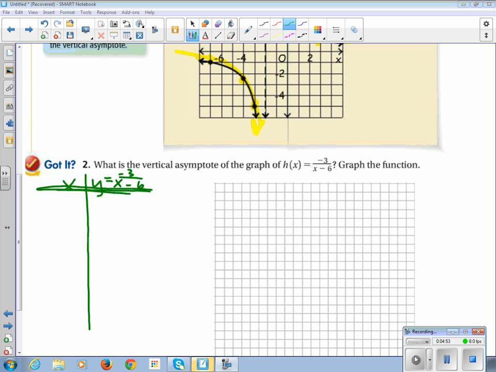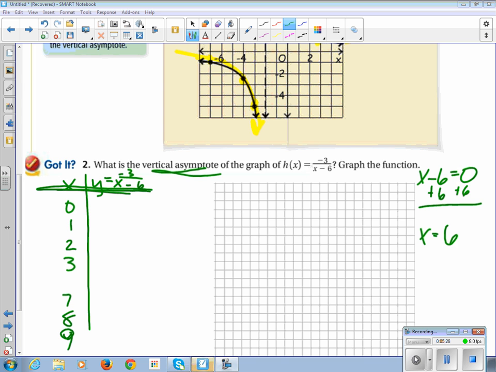All right, so we need to identify the asymptote. So I'm going to take that denominator and set it equal to 0. What's the end game? x is equal to what? 6. And we get that by adding 6 to both sides. So I want a couple numbers before and a couple numbers after 6. So let's go 0, 1, 2, 3, and let's do 7, 8, 9. Just kidding, not for fun, for work.